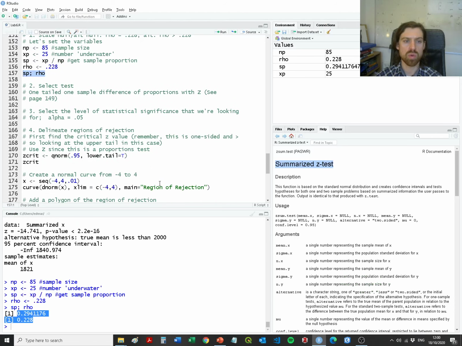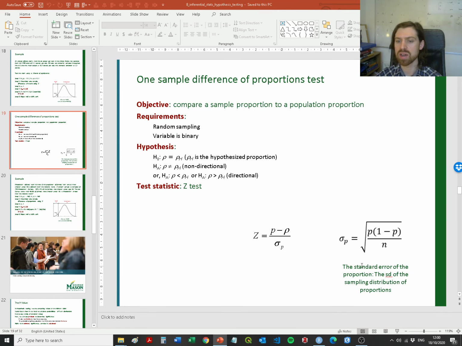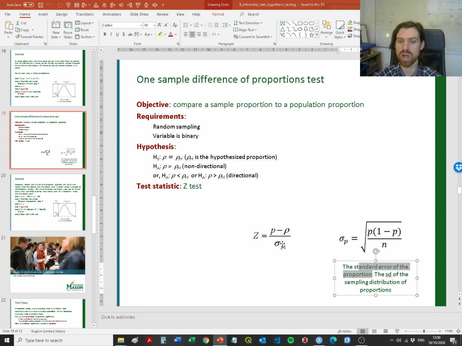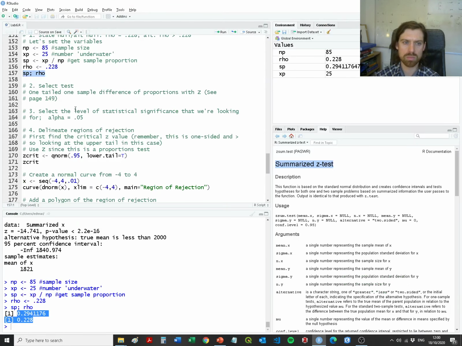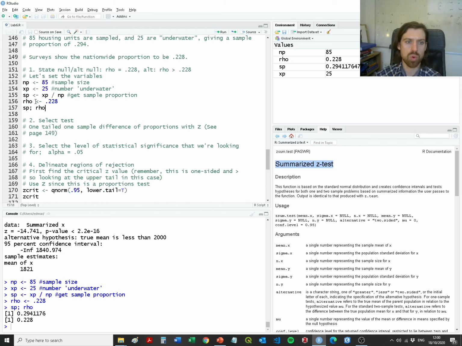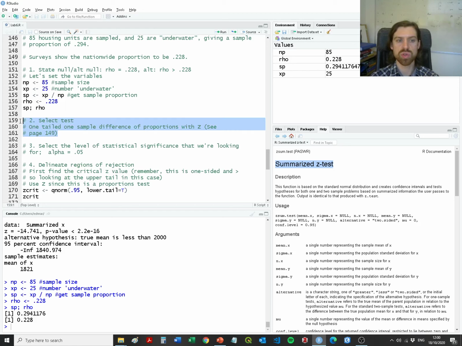And then what we will also need to do is calculate the standard error of the proportion as well. This denominator here we calculate by taking the square root of this division. So that's step one. Step two, we need to use a test which reflects proportions. We've got a large enough sample to use said test as well. This is written about in detail on page 149, so you can go and have a look at that.